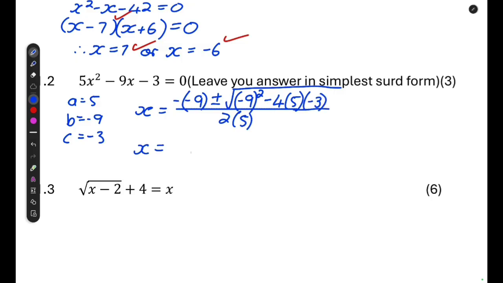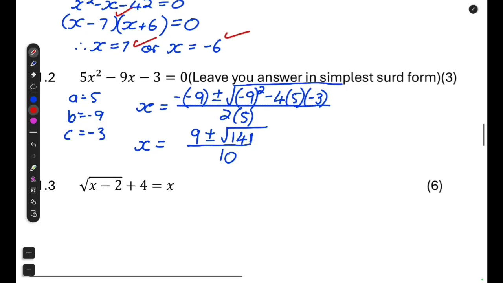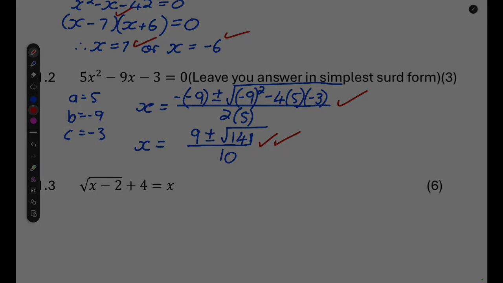And then in simplest surd form, I can just say this is going to be over 10, and it's going to be 9 plus minus the square root of 141. I can't do anything more unless they ask me to go to decimals. So for that, I would get my marks. And I think you would get your marks for subbing in correctly. For then simplifying this, it would be 2 marks.